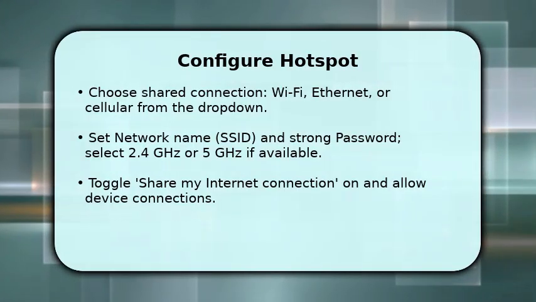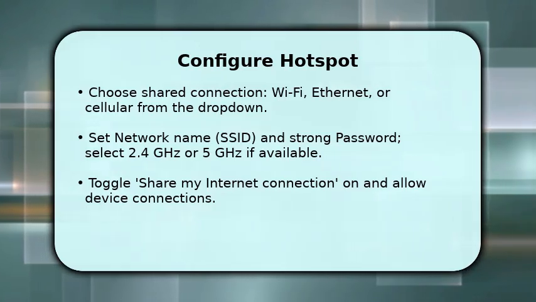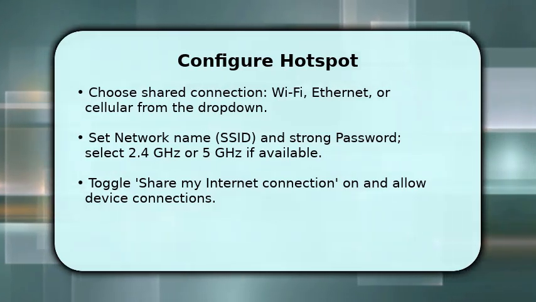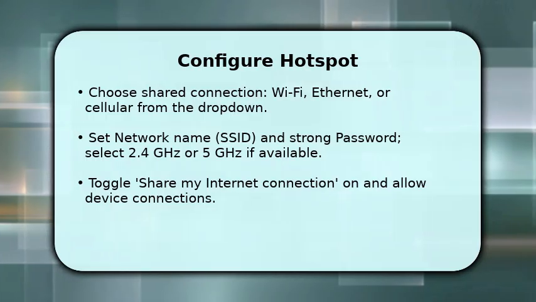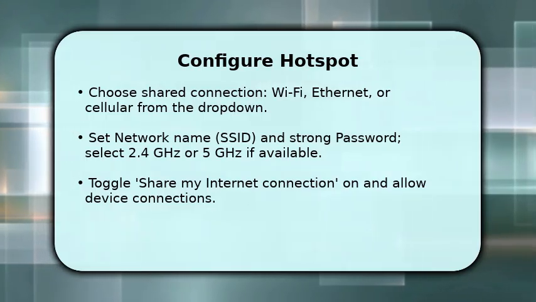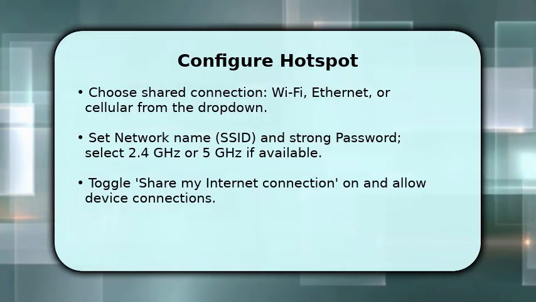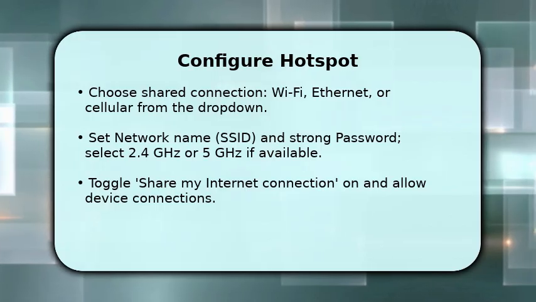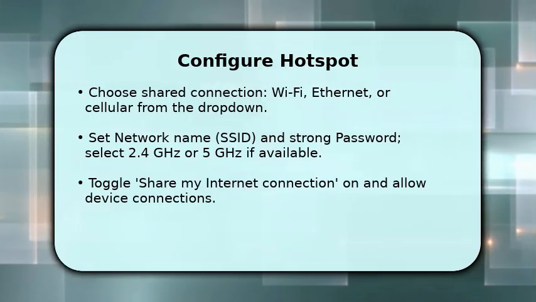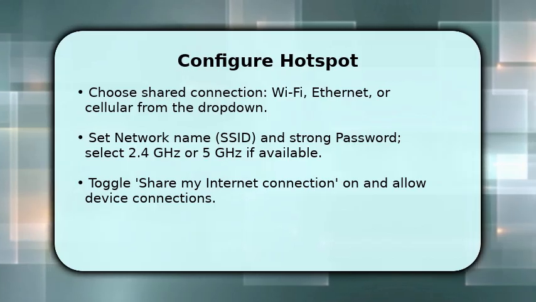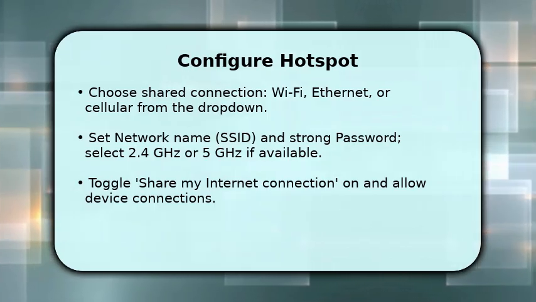Choose the source connection. Ethernet gives stability, cellular conserves Wi-Fi channels, then pick the network name and a strong password for security. If your adapter advertises 2.4 GHz versus 5 GHz, select the band that balances range and speed for your environment. Toggle Share My Internet Connection on.